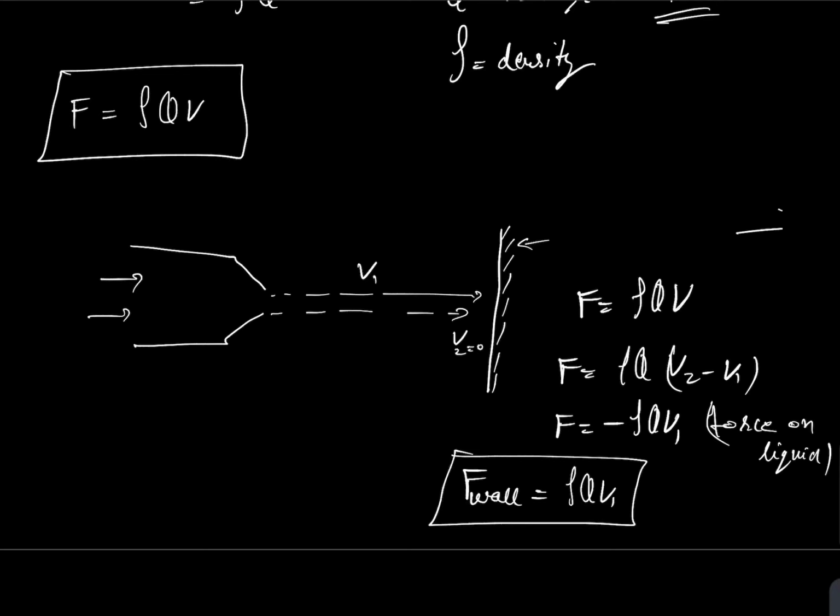Let's say this is the positive x direction, and this is negative x. On the water the force will act in the left direction, however on the wall it will push the wall in the right direction. So on the wall F is equal to rho q v1, however on the water, by Newton's third law, the equal and opposite force will be minus rho q v1. I hope you get the feel of the momentum equation.